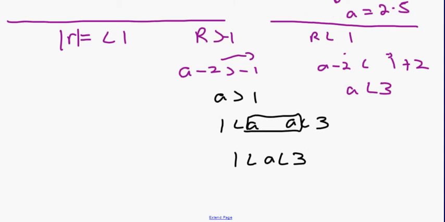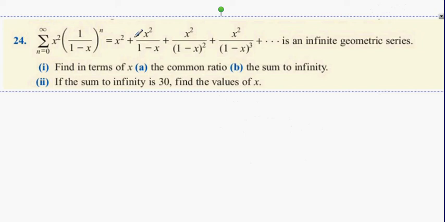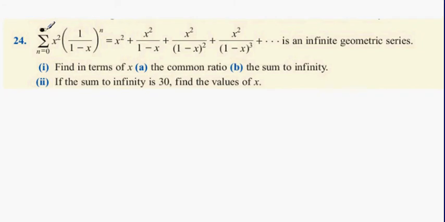Okay, so now we're on question 4. The sum to infinity, that's what this means here, the infinity sign, where you start off, your first term is u0, you replace n with 0, of 1 divided by 1 minus x to the power of n, equals x squared plus x squared over 1 minus x plus x squared over 1 minus x squared is an infinite geometric series.